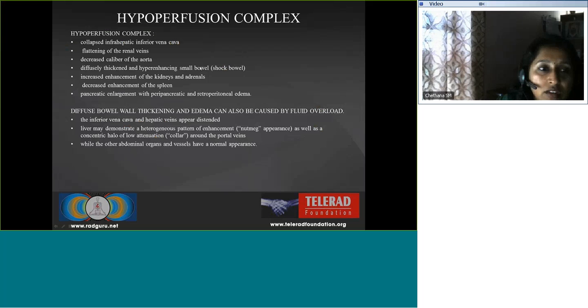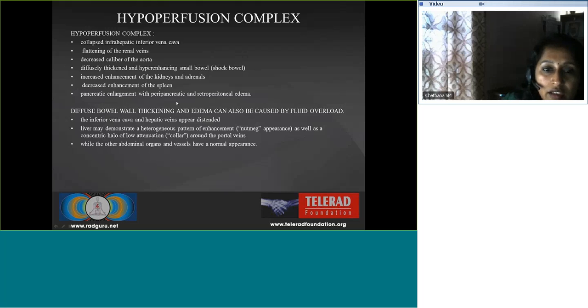There is another entity called hypoperfusion complex. Hypoperfusion complex includes collapsed infrahepatic IVC, flattening of the renal veins, decreased caliber of the aorta, diffusely thickened and hyper-enhancing small bowel called shock bowel, increased enhancement of the kidneys and adrenals, decreased enhancement of the spleen, and pancreatic enlargement with peripancreatic or retroperitoneal edema.